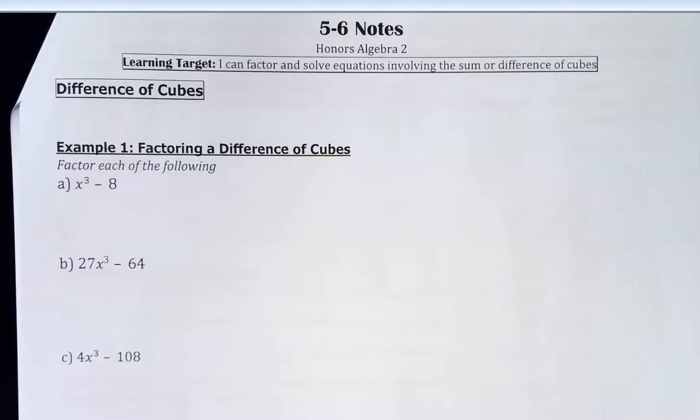All right, we're going to do some special factoring today. On the front side, what we're going to do is just factor. There's no equations on the front side, and then on the back side, we'll actually use these definitions to help factor and help solve some polynomial equations.